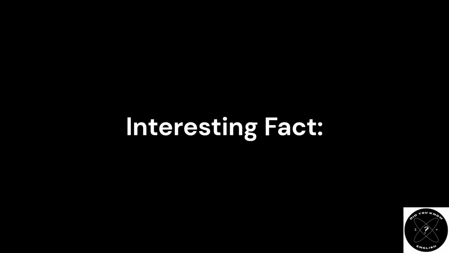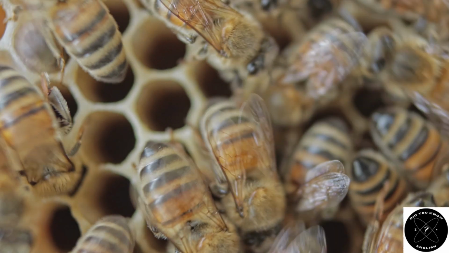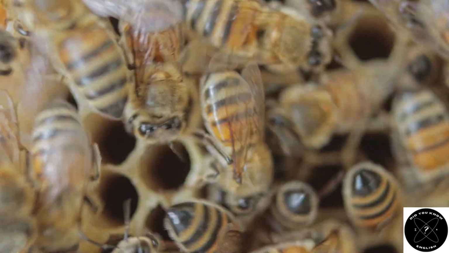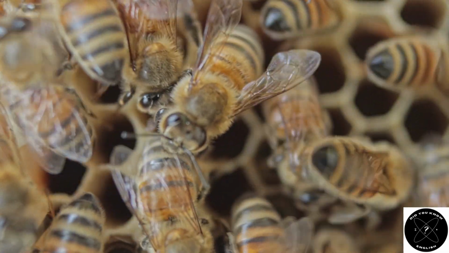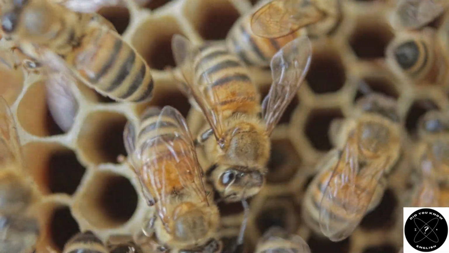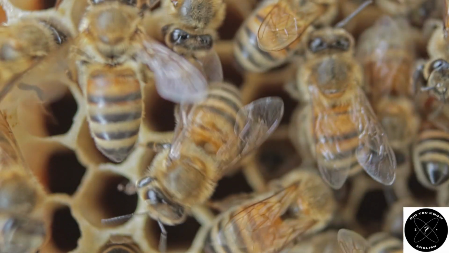Interesting fact. And it's not just physical structures. In beehives, the number of male and female bees often aligns with Fibonacci numbers, showing how nature adheres to this mathematical principle even in behavior.